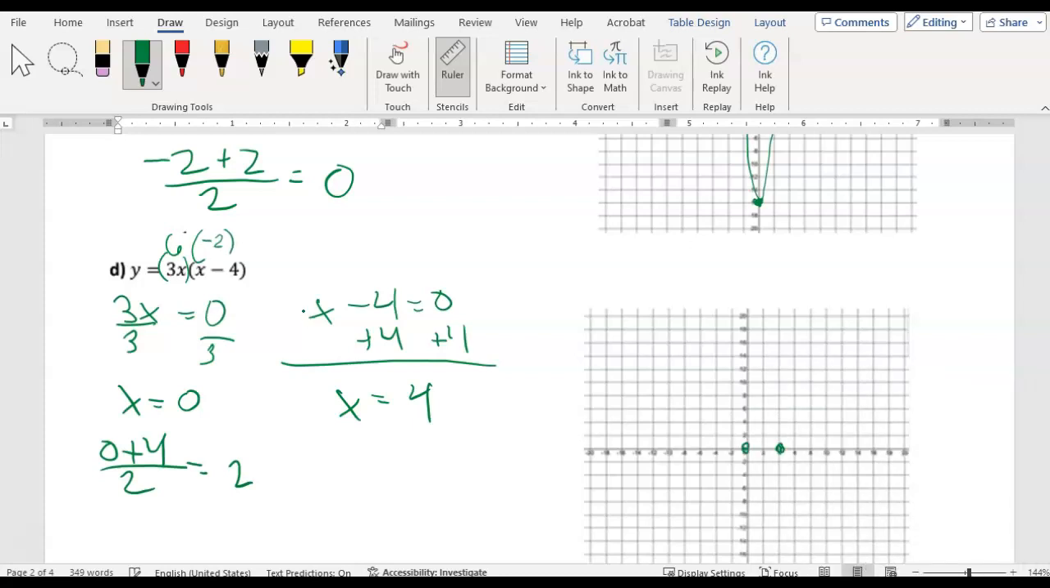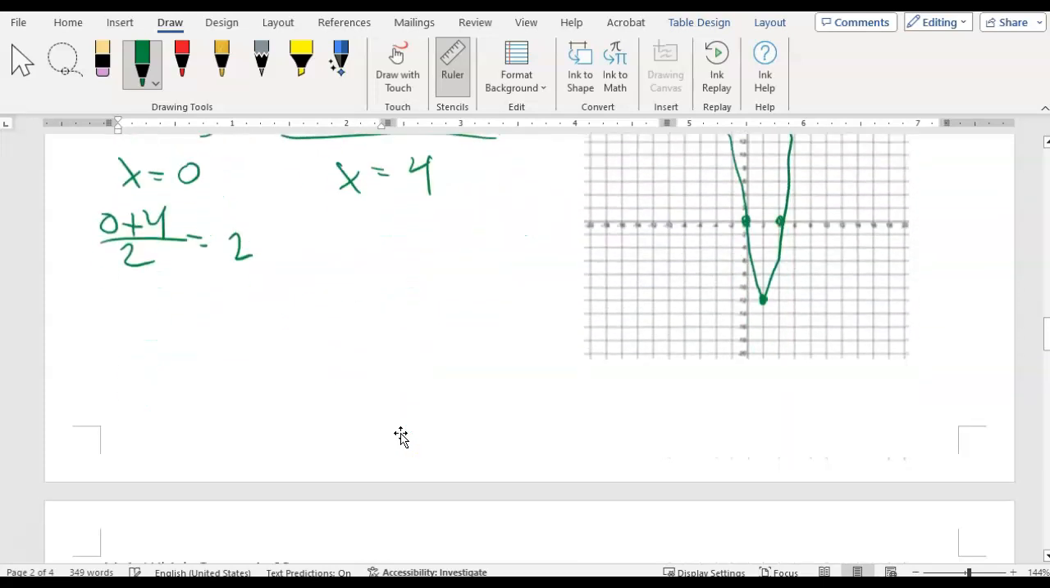So that'll be 2 comma negative 12. And then my y-intercept here, now notice that if I were to distribute this here, we would get 3x squared minus 12x, and that means our constant is 0, and it does pass through the origin, so that is your y-intercept right there. Okay, so your y-intercept and one of your x-intercepts are actually the same in this case.